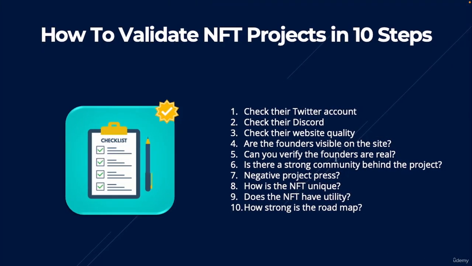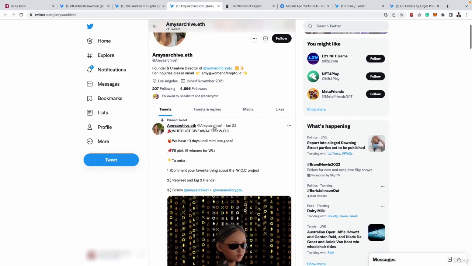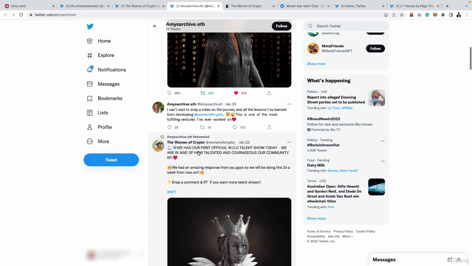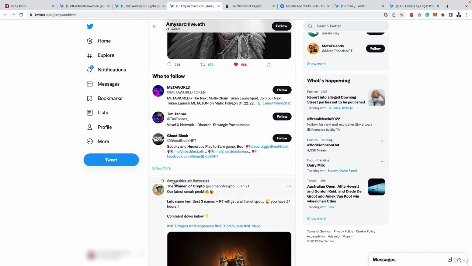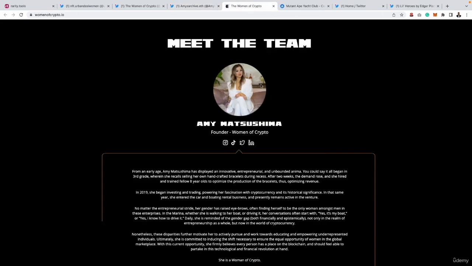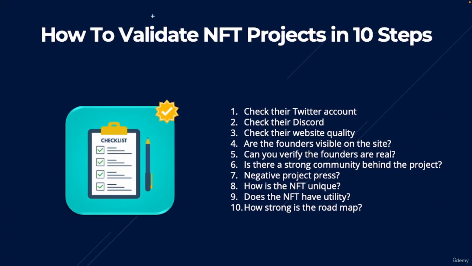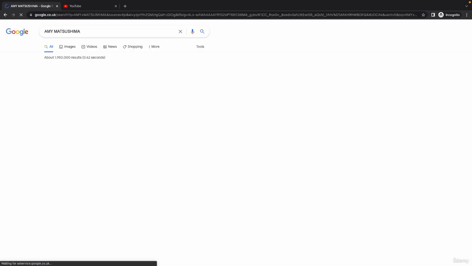The fifth point on our checklist is to verify if the founder is real. We've pretty much done this already just by checking out her Twitter account, and we can see, again, we can just scroll down, making sure she's getting engagement with 900 comments here, 20 comments. Okay, so how can we verify she is real? Let's just go over to that website and just take her name. Let's go over to an incognito Google search and let's carry out a search for a name.